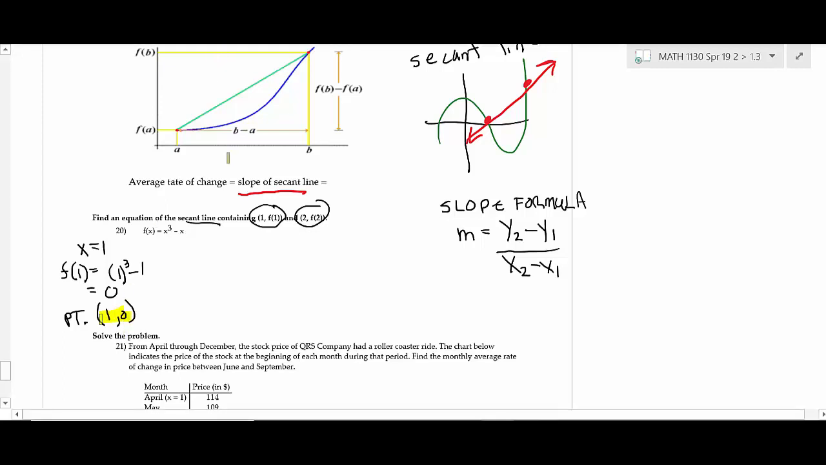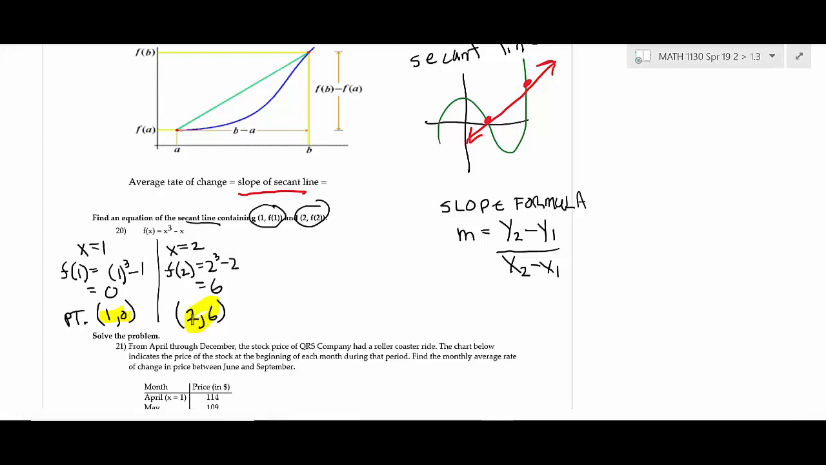Second point, what we're going to have is x is 2. So plug in, and when you do f of 2, you'll have 2 to the 3rd minus 2. So that's 8 minus 2, so that's 6. So your 2 points on this are going to be 1, 0, and then 2, 6. So I got my 2 points. Everybody understand what I did there? So when you do a secant line, you're just going to be looking at the line that connects those 2 points. The other formula that you want to write down is what we call the point slope formula.